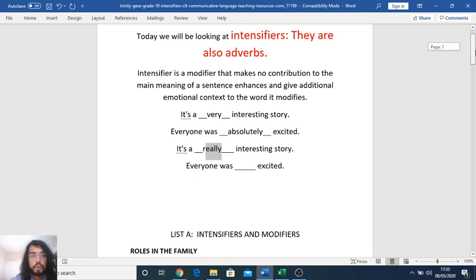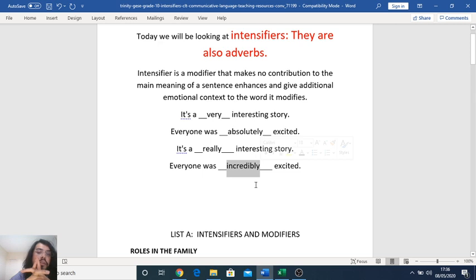Okay, final one. Everyone was excited. So remember, we've used very, we've used absolutely, and we've used really. Now, we can use any of them in here, but we want to think of a new intensifier, okay? So everyone was blank excited. I'll give you a new one: incredibly excited. I like this word. It's powerful, isn't it? Incredibly. Something's incredible. So everyone was incredibly excited. But remember guys, as I said, really and very are going to be some of the most common ones you will hear and ones you can use yourselves, but there are some less common ones.